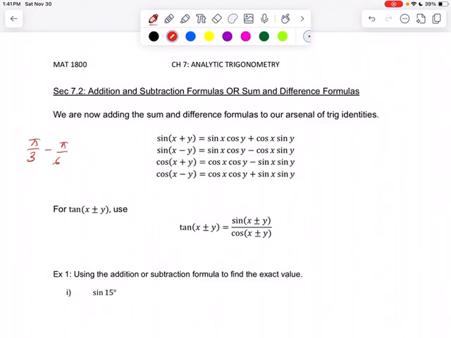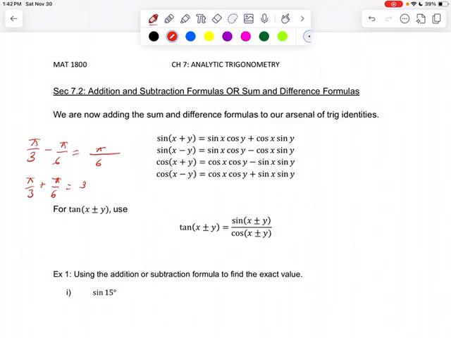Now pi over 3 minus pi over 6. Let's see what that gives us. Pi over 3 is 2 pi over 6, so we get pi over 6, and that's not interesting. But what about pi over 3 plus pi over 6? That is also not interesting.